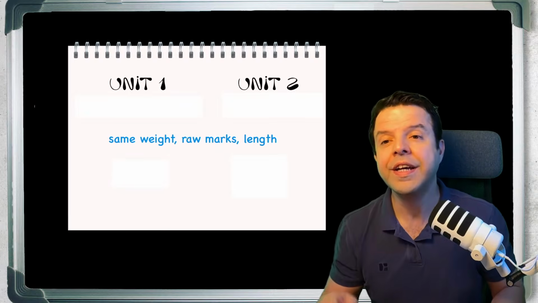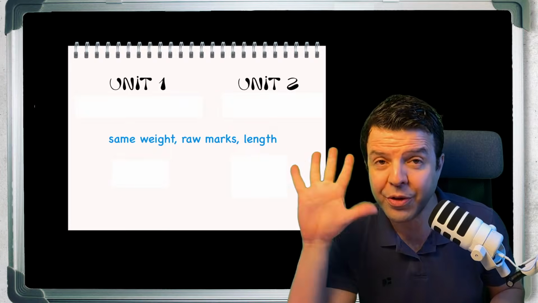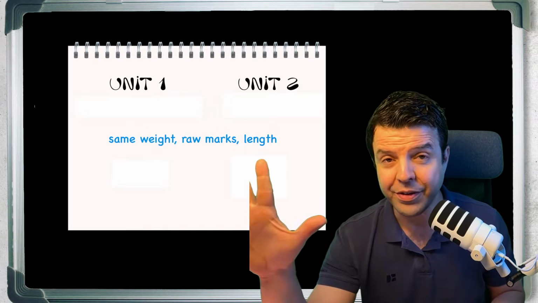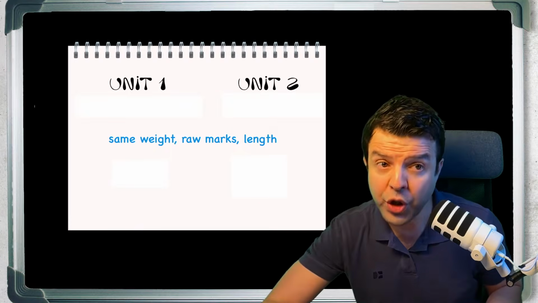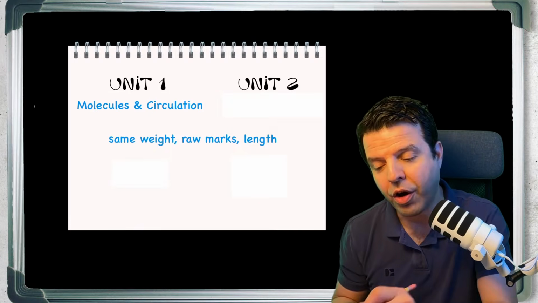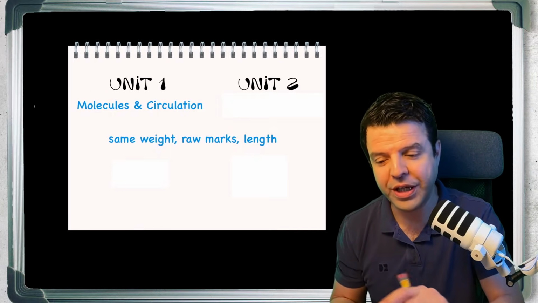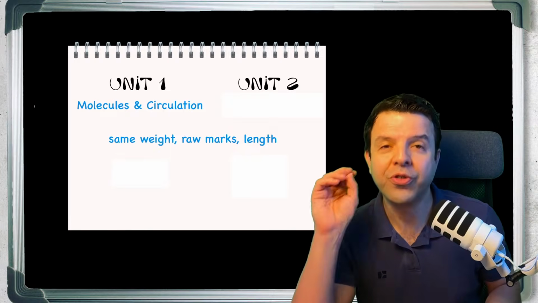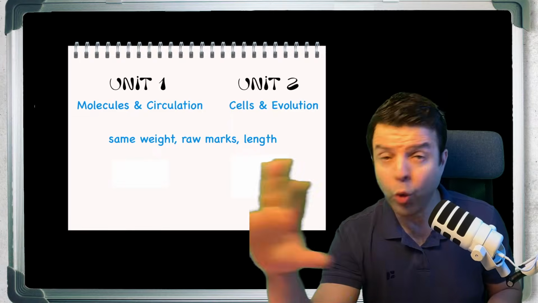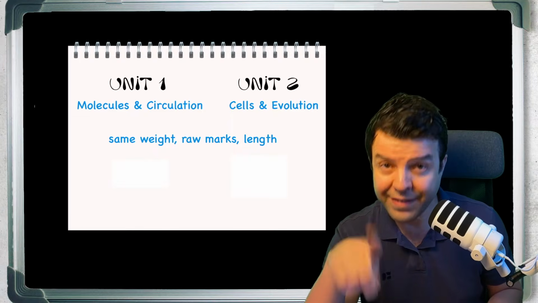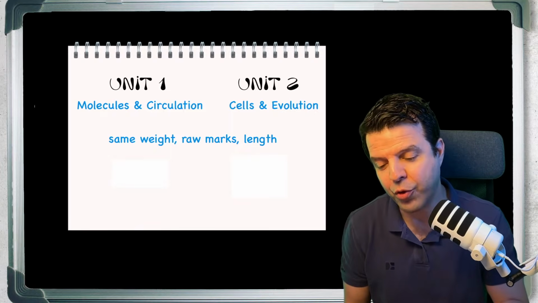First of all, in terms of weight, the number of raw marks, and the length, Unit 1 and Unit 2 are identical. There's no difference. The main blocks of Unit 1, which you're probably familiar with, are biological molecules and heart circulation. If you were to state the main blocks of Unit 2, they are mainly about cells, all sorts of cells, cell division, and it's about natural selection and evolution.